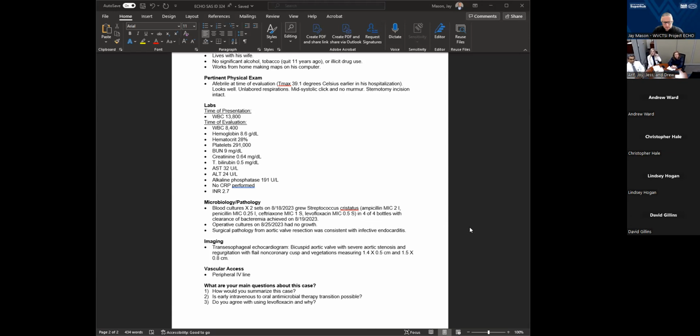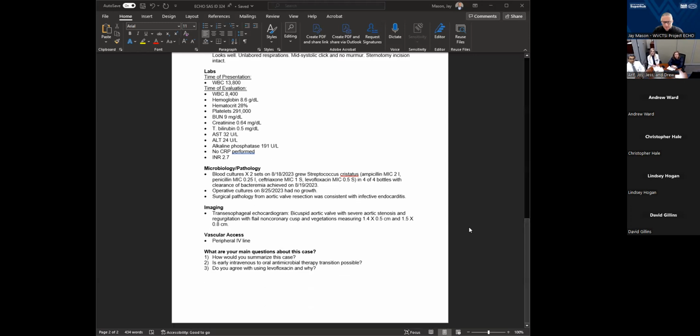Operative cultures on August 25th had no growth, and then surgical pathology, again, from the aortic valve resection was consistent with infective endocarditis. Moving on to his imaging, I already talked through this. The TEE showed a bicuspid aortic valve, severe aortic stenosis and regurgitation, and then a couple of vegetations. And at the time we evaluated him, he had a peripheral IV line. So similar questions, keeping it parallel with the other case. How would you summarize his case? Just putting him together, what would be the diagnosis?